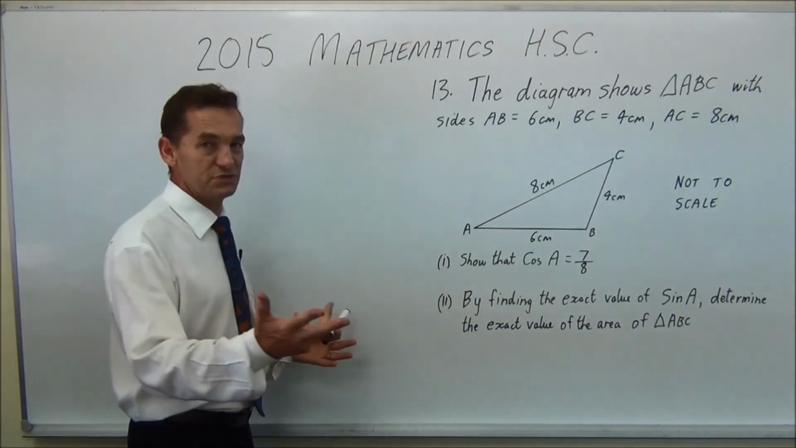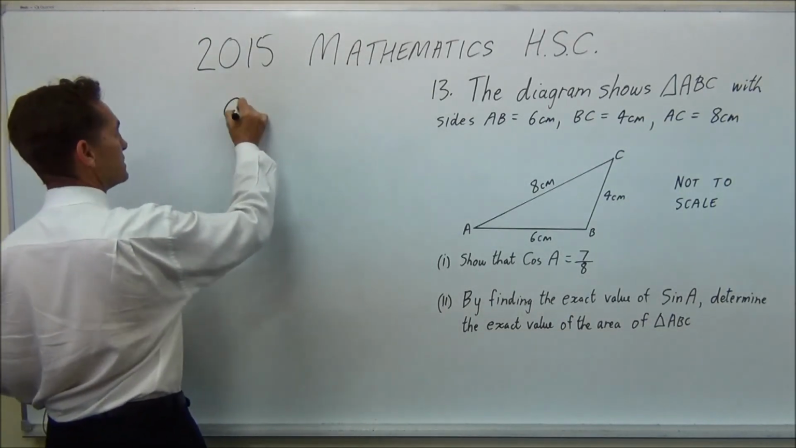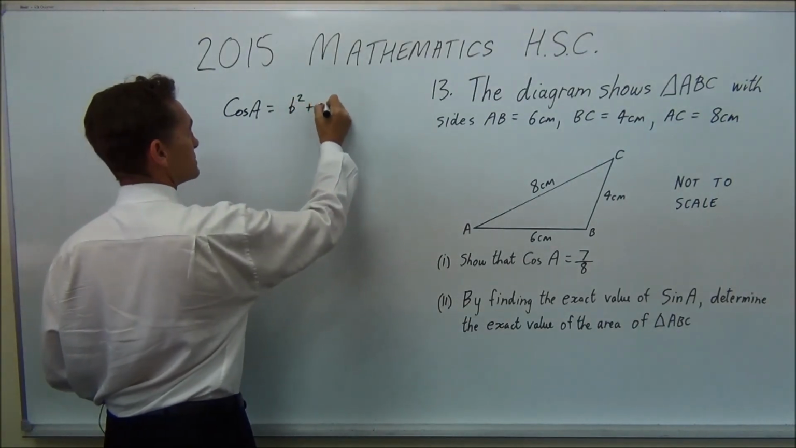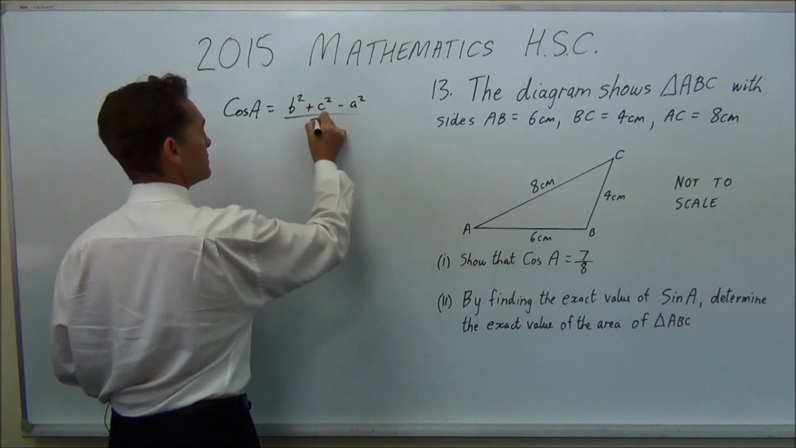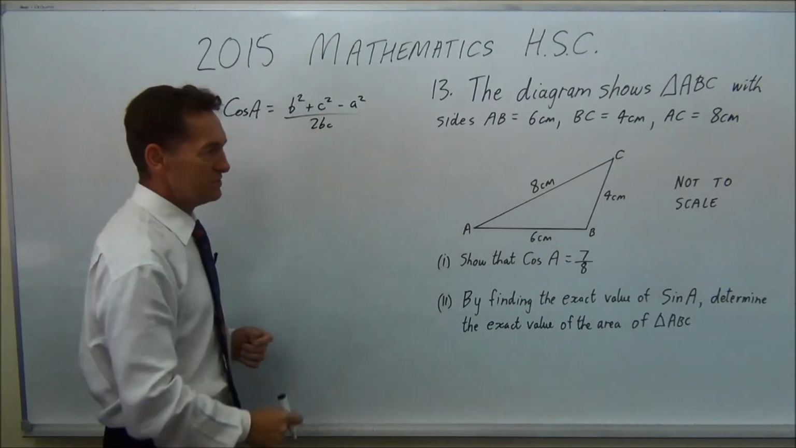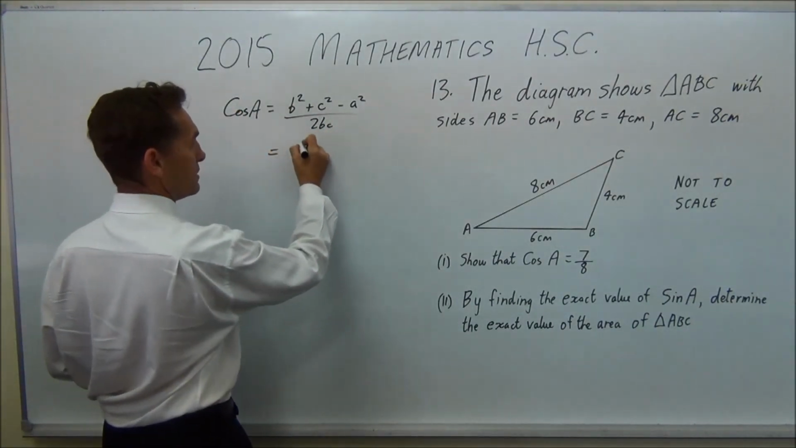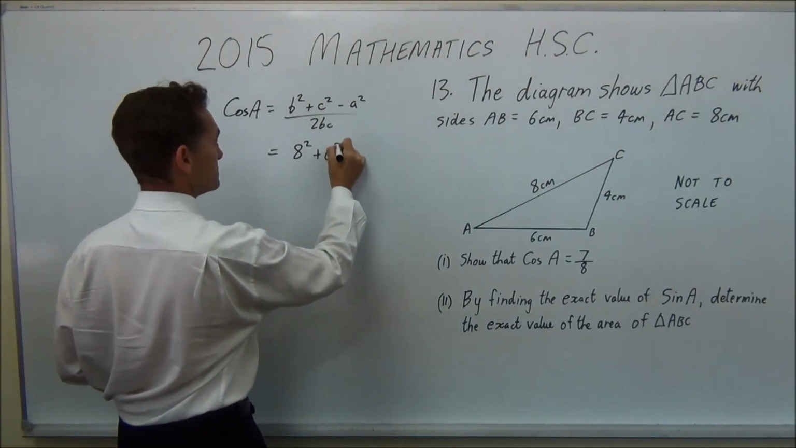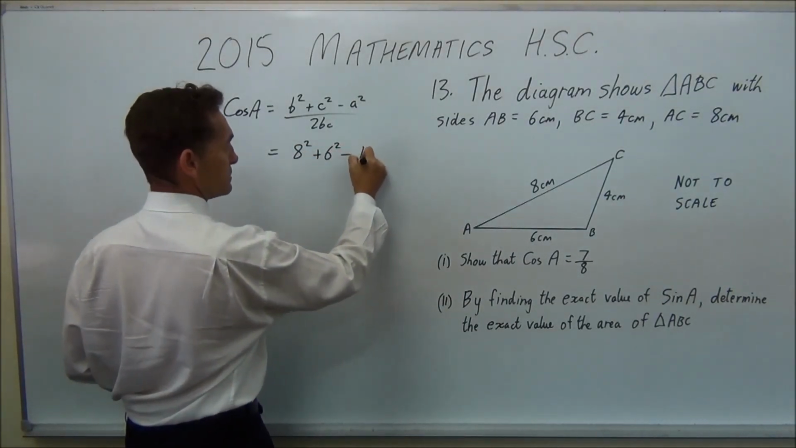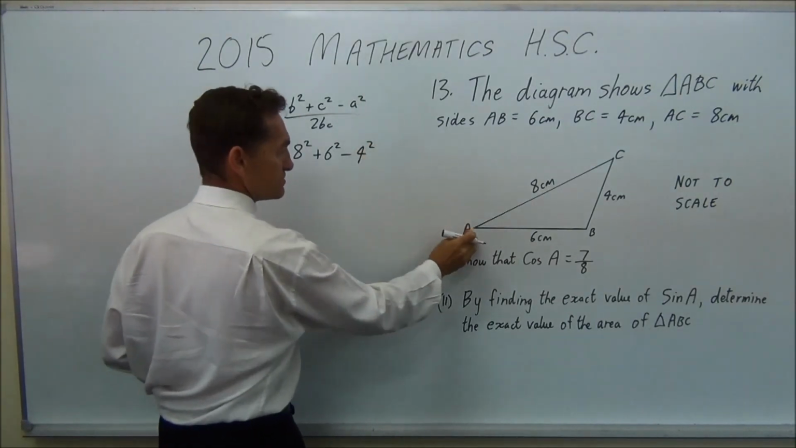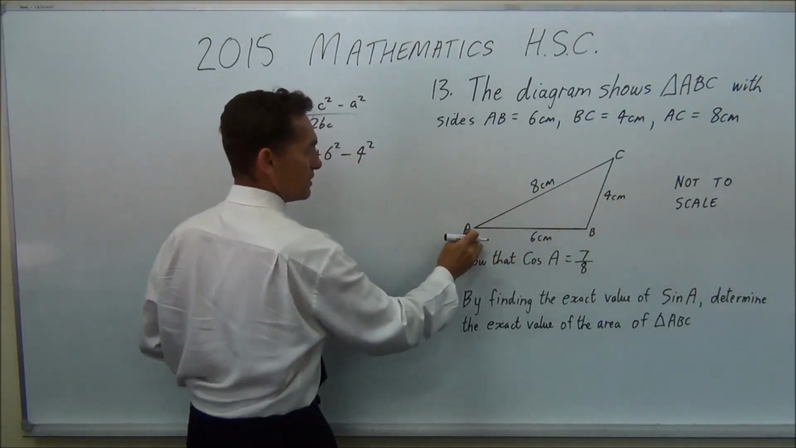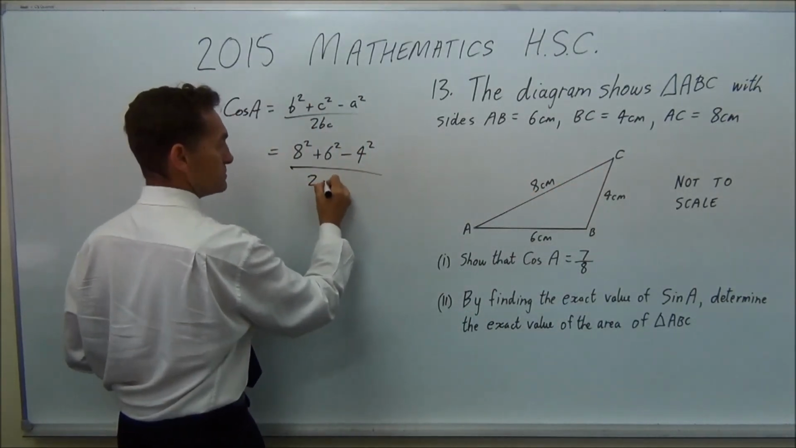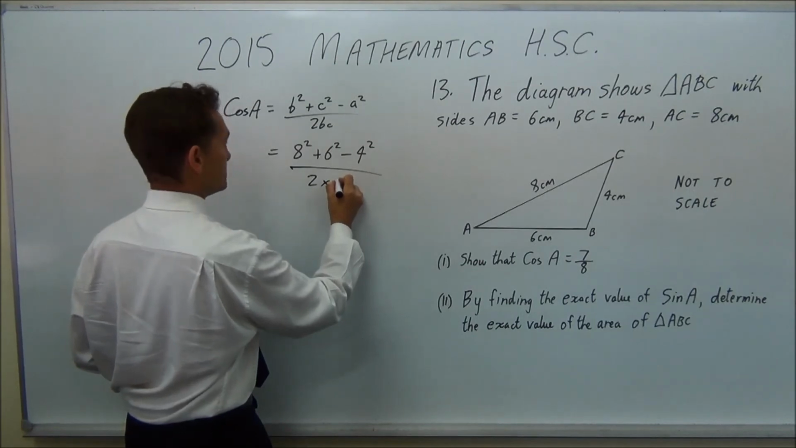Okay, well that's pretty easy. You just use your cos rule. So cos A equals b squared plus c squared minus a squared over 2bc, and you just substitute in the numbers. So we're going to get 8 squared plus 6 squared minus 4 squared. So we're looking from this perspective, so that's your A, that's B, that's C, all over 2 multiplied by 8 times 6.